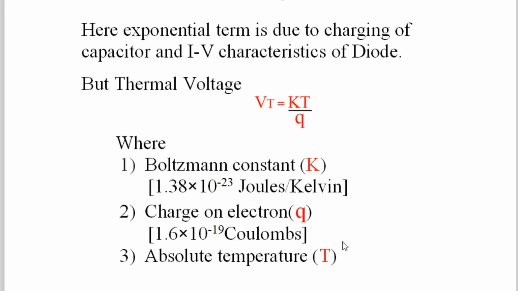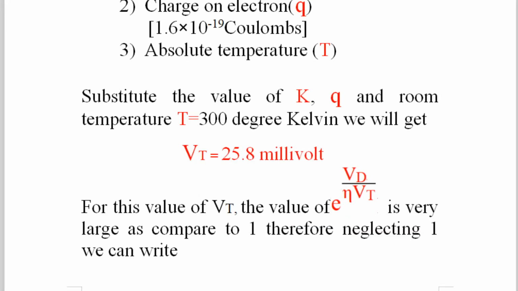And absolute temperature, whatever temperature is given, suppose 30 degrees centigrade, 27 degrees centigrade, or any other, 45 degrees centigrade. Calculate the thermal voltage at 45 degrees centigrade. So 45 degrees centigrade is the T, K is constant, Q is constant. By substituting those values, you can calculate the thermal voltage. So thermal voltage Vt is equal to KT upon Q.